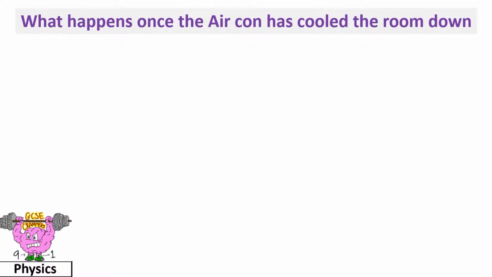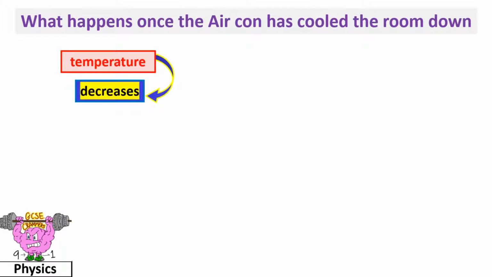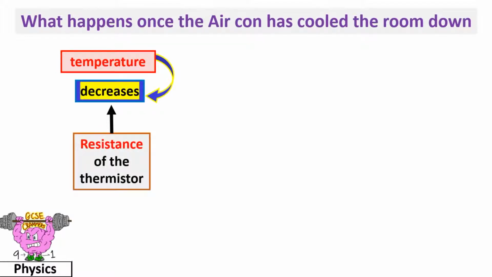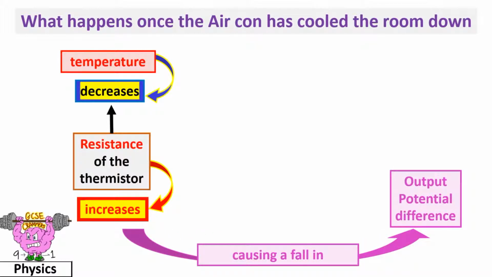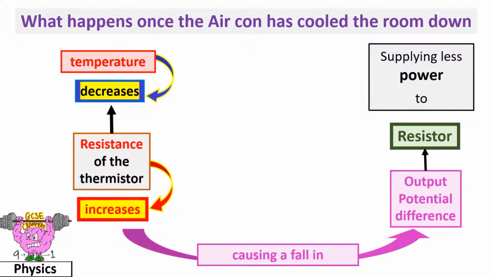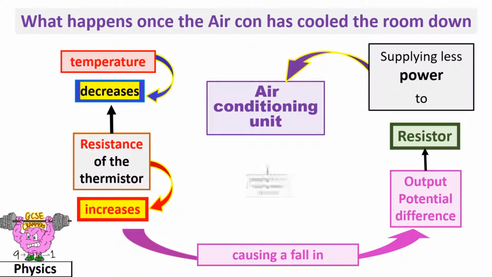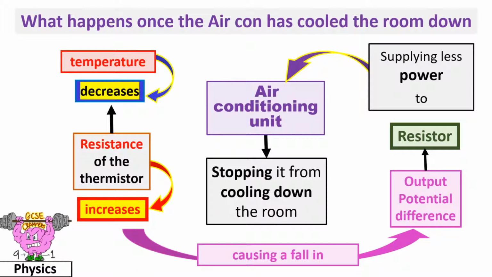What happens once the aircon has cooled the room down? As the temperature in the room decreases or cools down to the set temperature, the resistance of the thermistor increases, causing a fall in output potential difference across the resistor, supplying less power to the air conditioning unit, stopping it from cooling the room down.